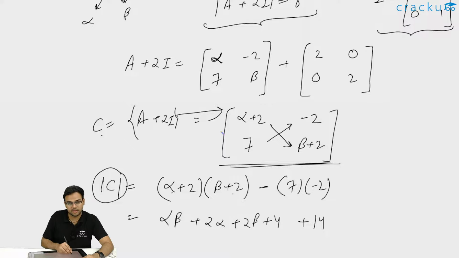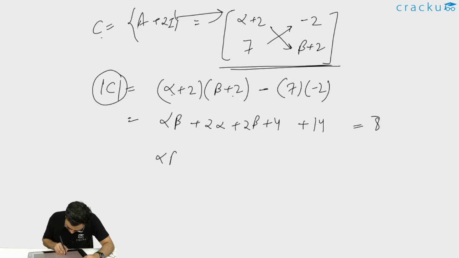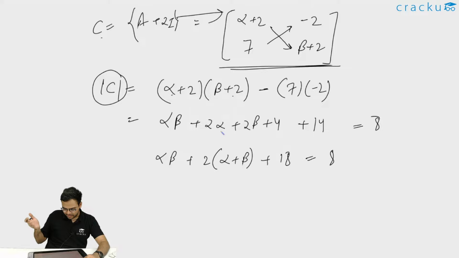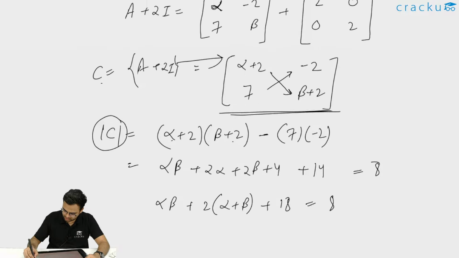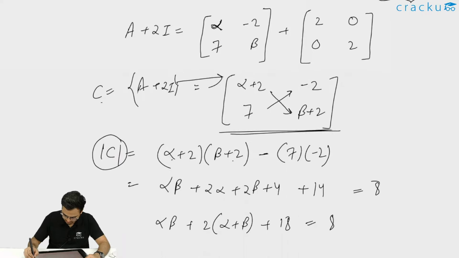We are given the determinant of A plus 2I, that is the determinant of C. A plus 2I is C, so the determinant of C is equal to 8. So this value is equal to 8. So I can write alpha beta plus twice of alpha plus beta plus 4 plus 14, which is 18, is equal to 8. Now we have used the first condition, the determinant of A plus 2I is 8. Now we have to use further information.